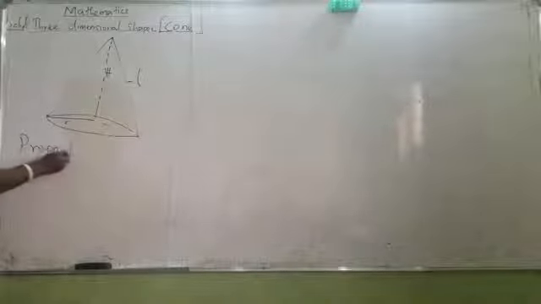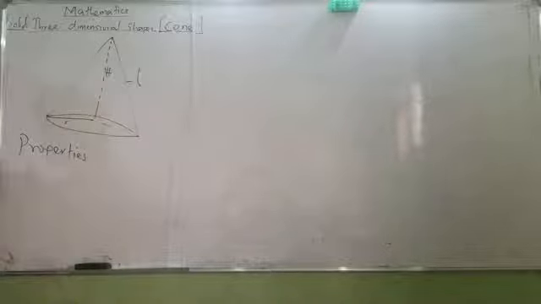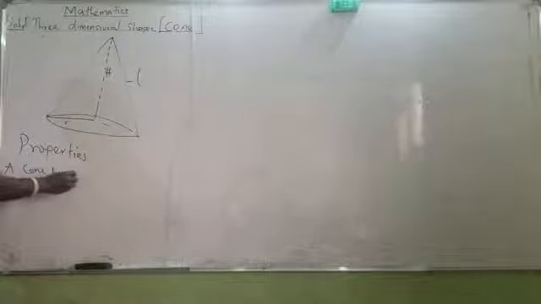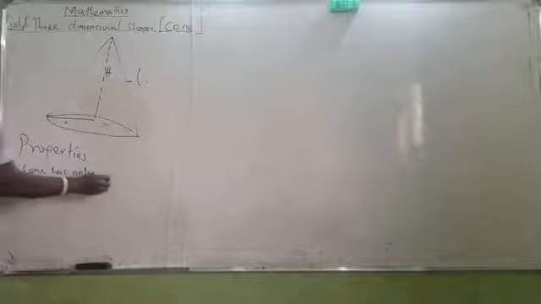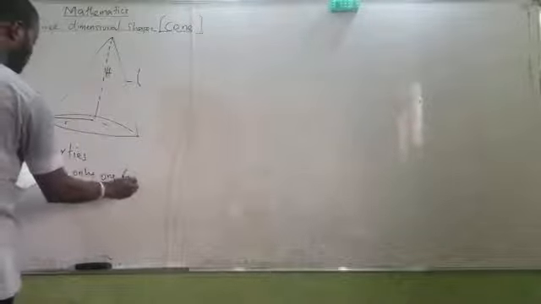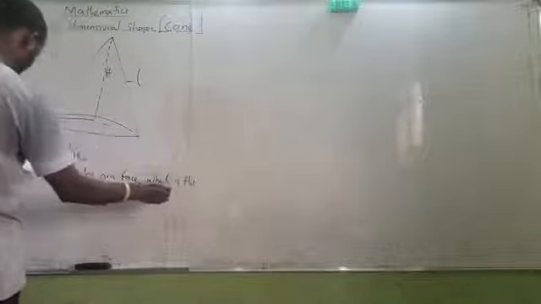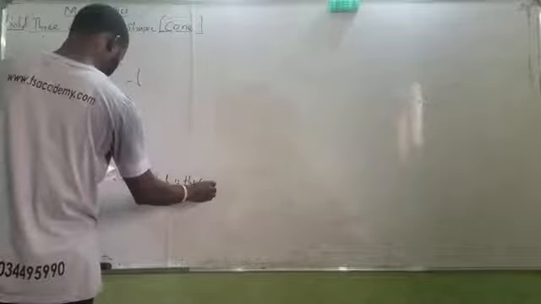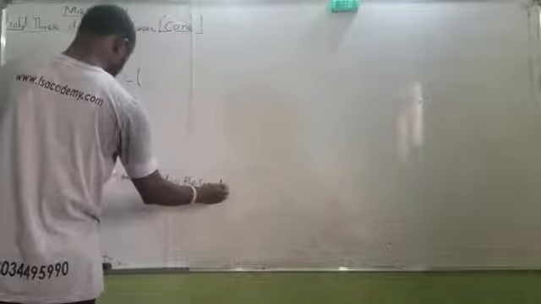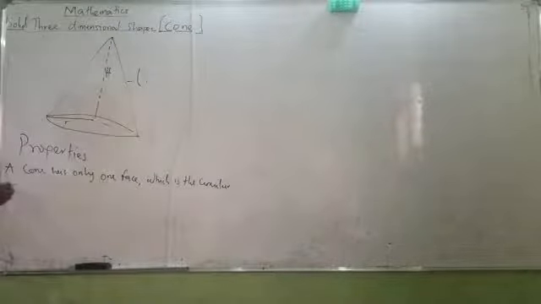Let me try to work on the properties. Properties of a cone. A cone has only one face, which is the circular base, but no edges. Please take note of this.